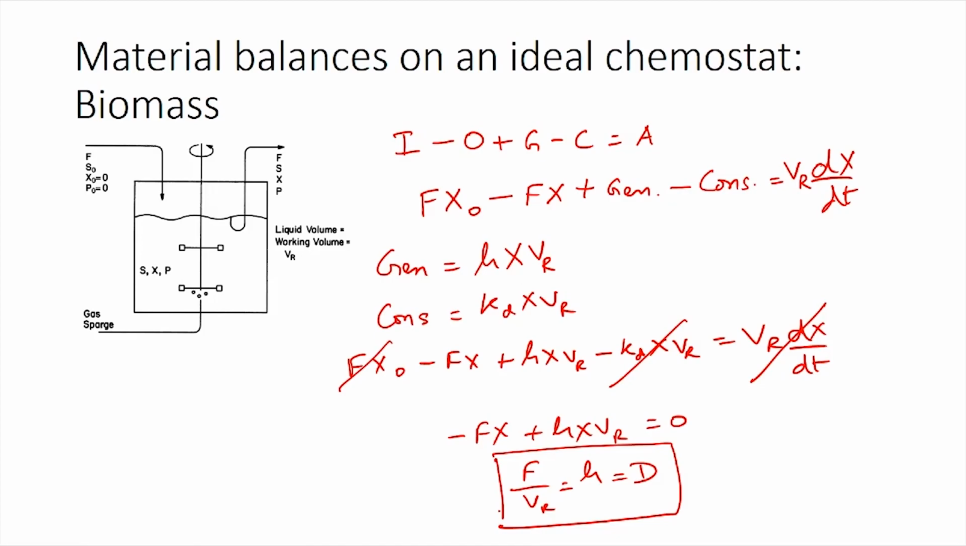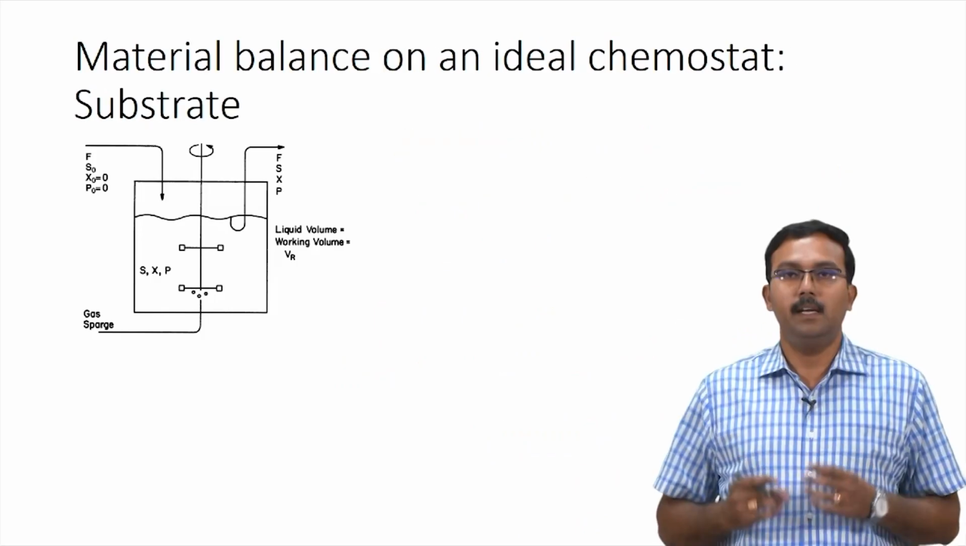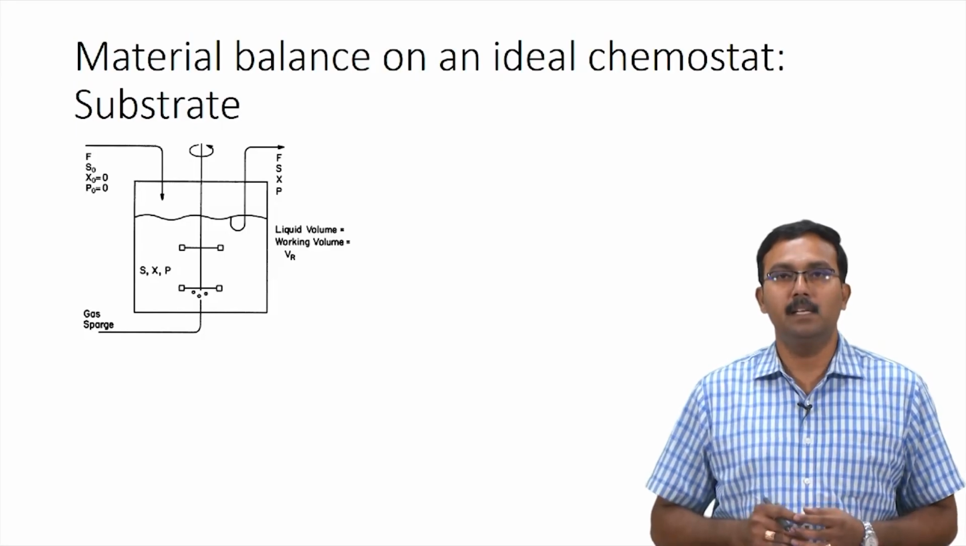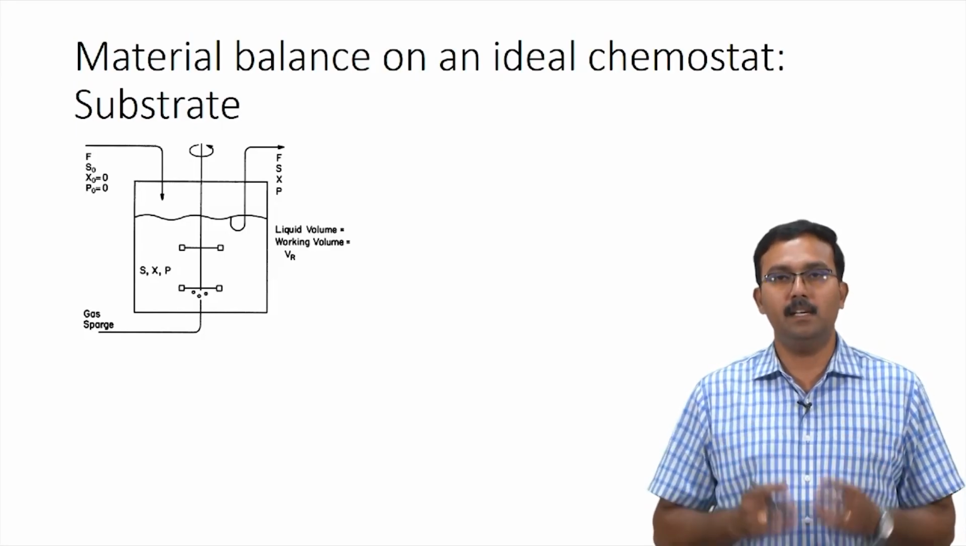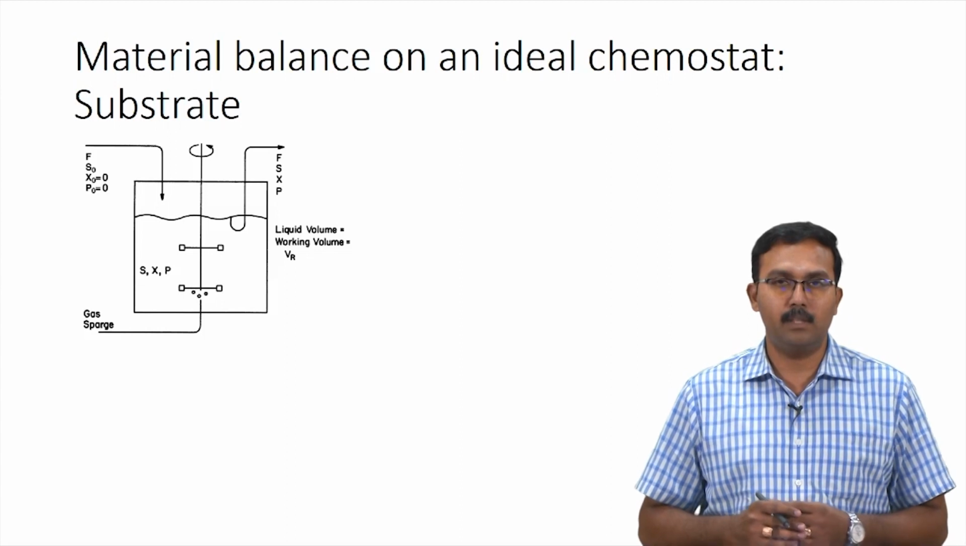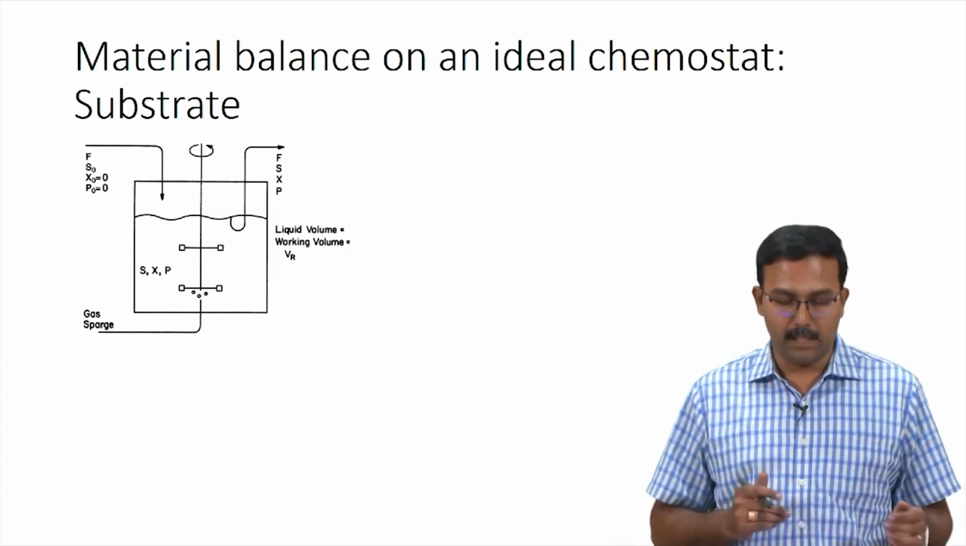So what we have here is that by altering the volumetric flow rate to the system, we can alter the specific growth rate of the cells. This makes the chemostat a very useful tool for performing biochemical reactions. In addition to writing the biomass balance, we can also write a substrate balance. Let us try to write a substrate balance for the ideal chemostat.